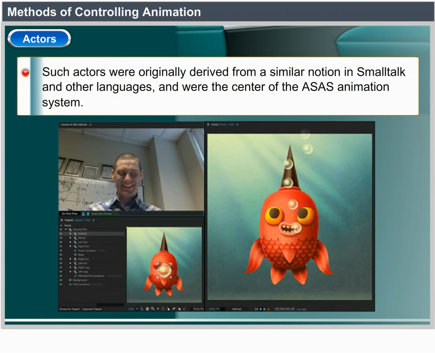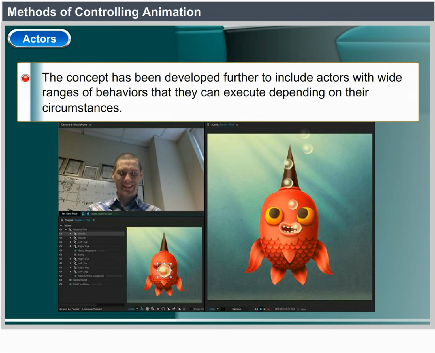Such actors were originally derived from a similar notion in Smalltalk and other languages, and were the center of the ASAS animation system. The concept has been developed further to include actors with a wide range of behaviors that they can execute depending on the circumstances.